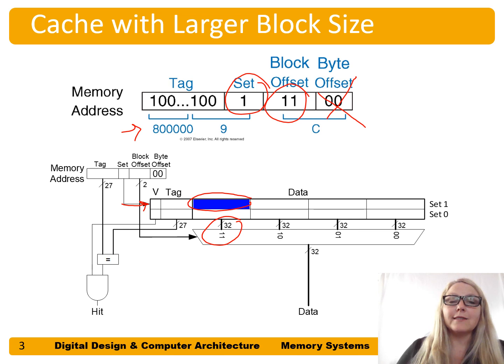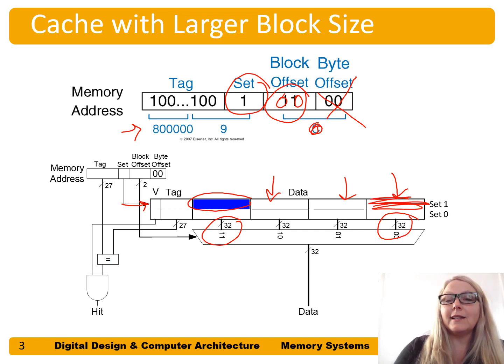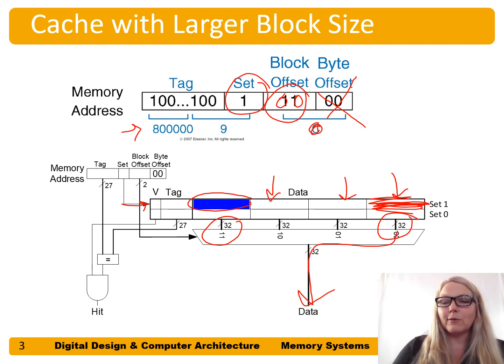That tells me which word I actually want, hex 9C, but also pulls in hex 8000009 8, 9 4, and 9 0. So if another access came in, maybe after this load word, for hex 80000090, instead, the block offset would say 00 here and would pull that data that I hadn't even accessed before, but because of spatial locality, it's there, and we'll pull out that data from our cache.